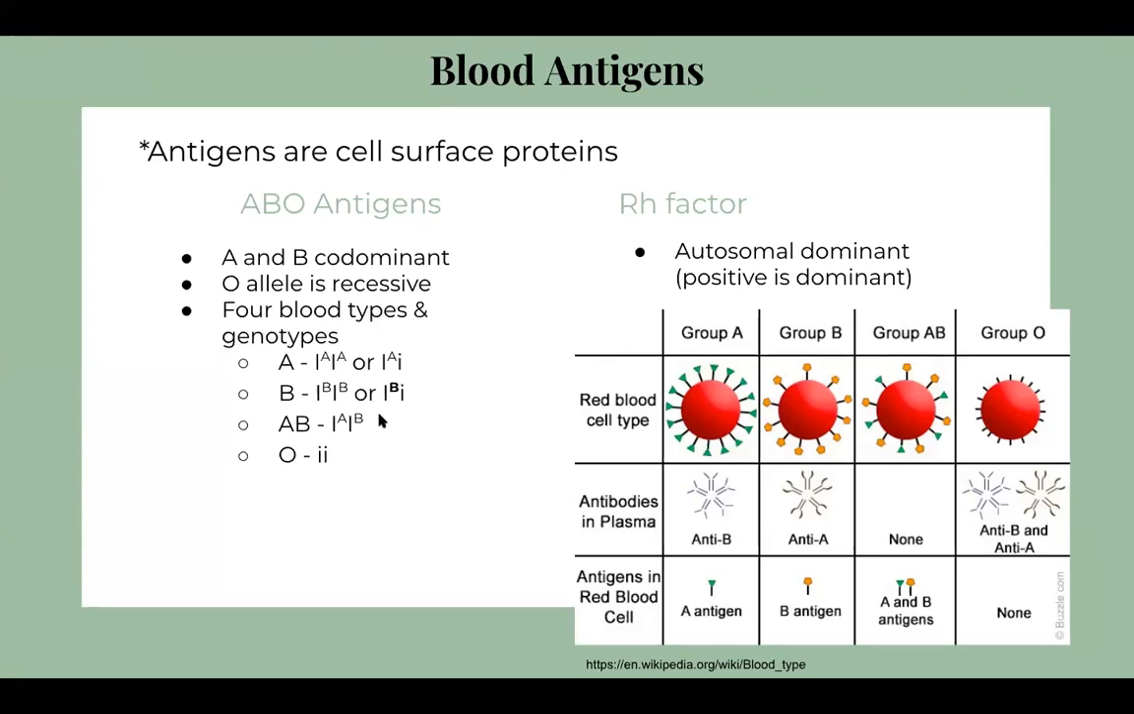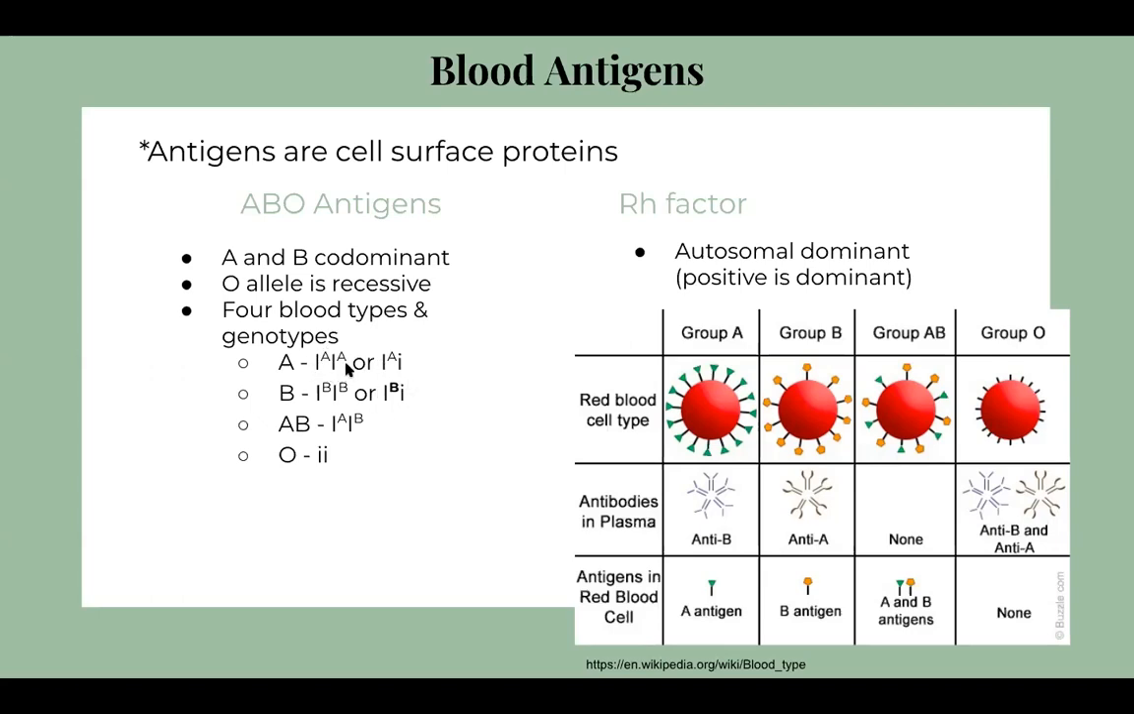So that's how you end up with AB, because when you have one allele of A and one allele of B, you have an AB blood type because they're codominant. However, because the O allele is recessive to both A and B, as long as you have one A allele and then you have an O allele, you will be an A blood type. If you have one B allele and then one O allele, you'll be a B blood type.